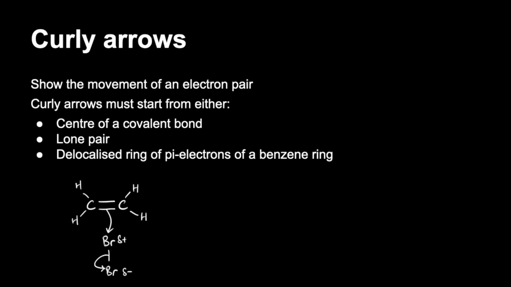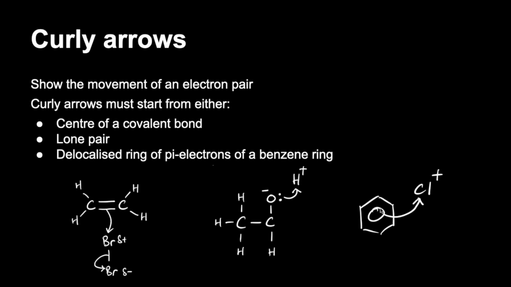So there's the first bullet point. So you can see the curly arrows starting from the center of that covalent bond, and likewise there as well. Second one, so the curly arrows starting from the lone pair on the O minus, and the third one starting from that delocalized ring of pi electrons in that benzene ring.